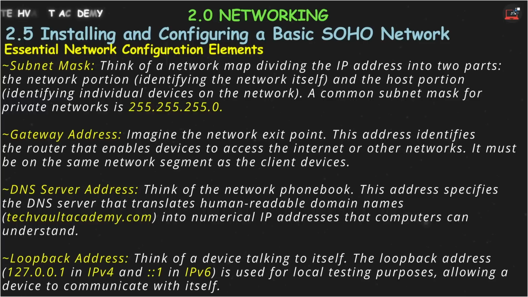Loopback address. Think of a device talking to itself. The loopback address 127.0.0.1 in IPv4 and ::1 in IPv6 is used for local testing purposes, allowing a device to communicate with itself.